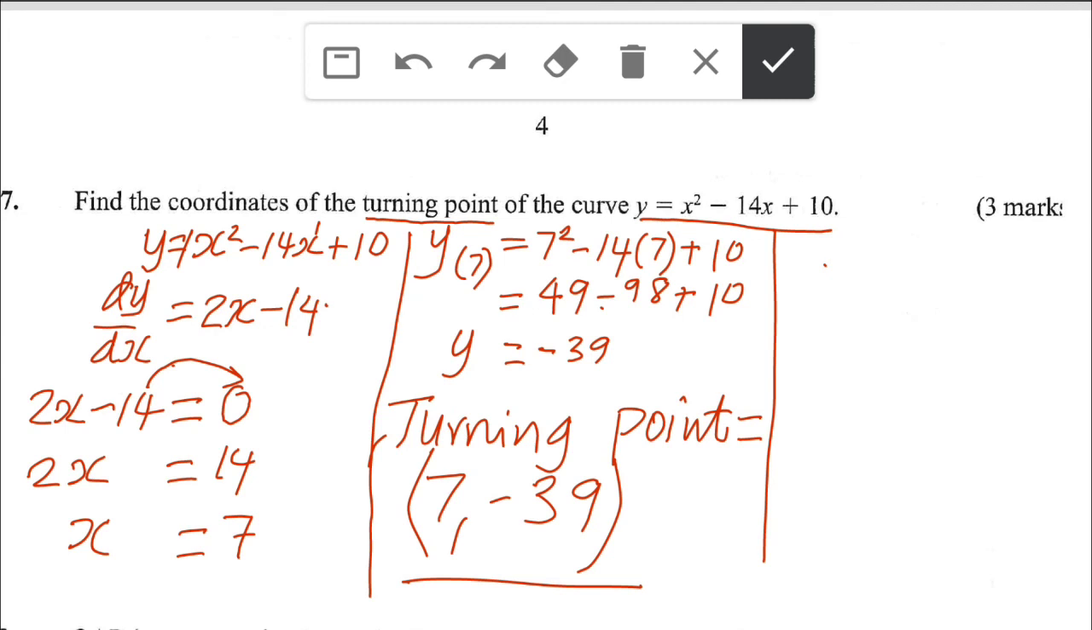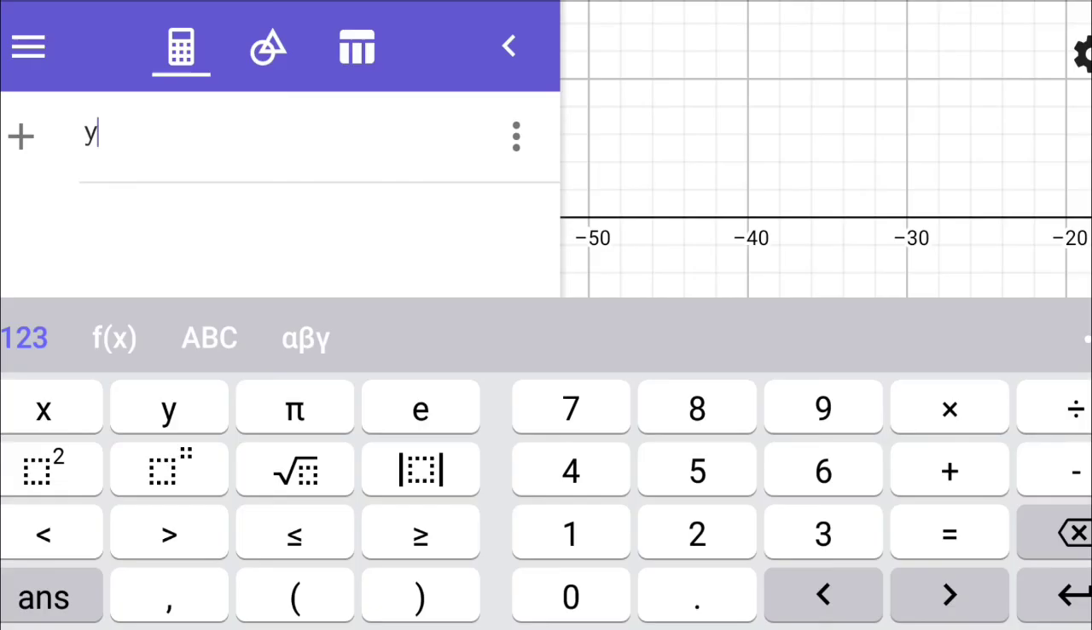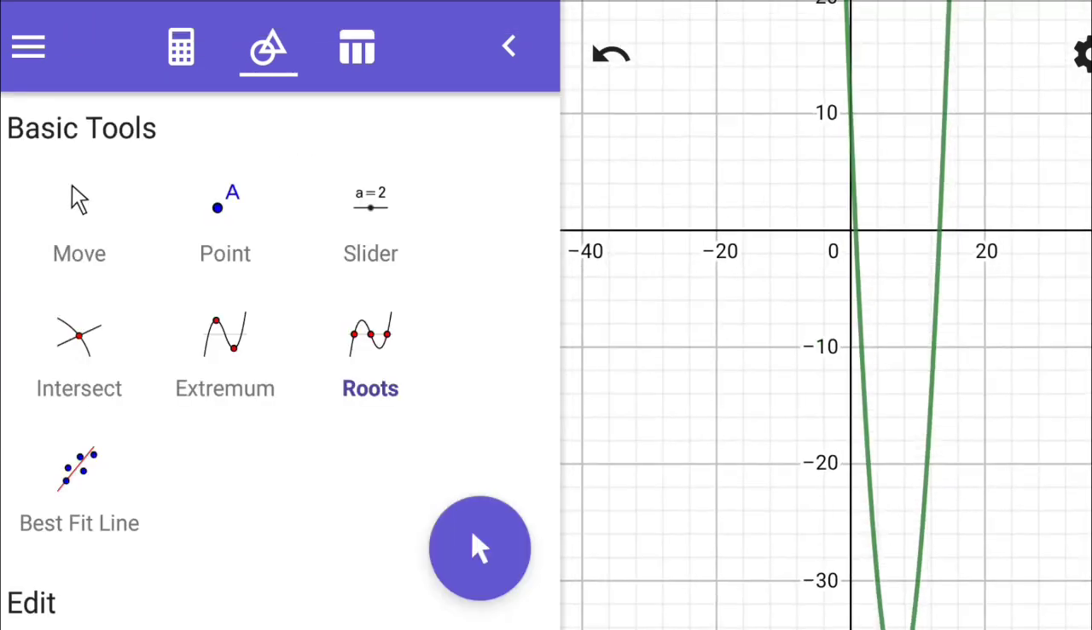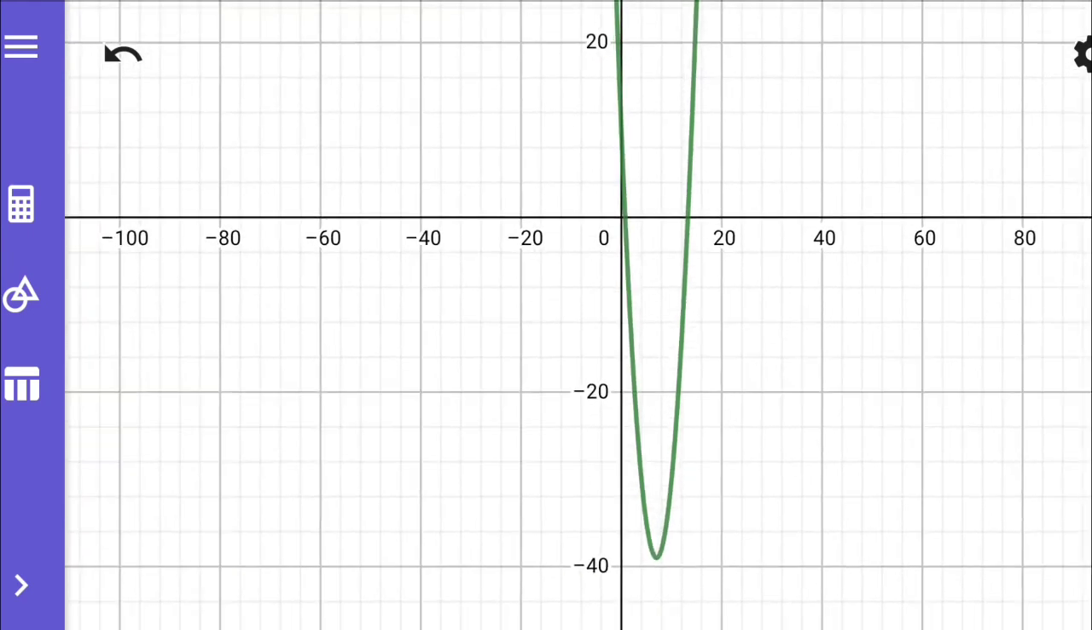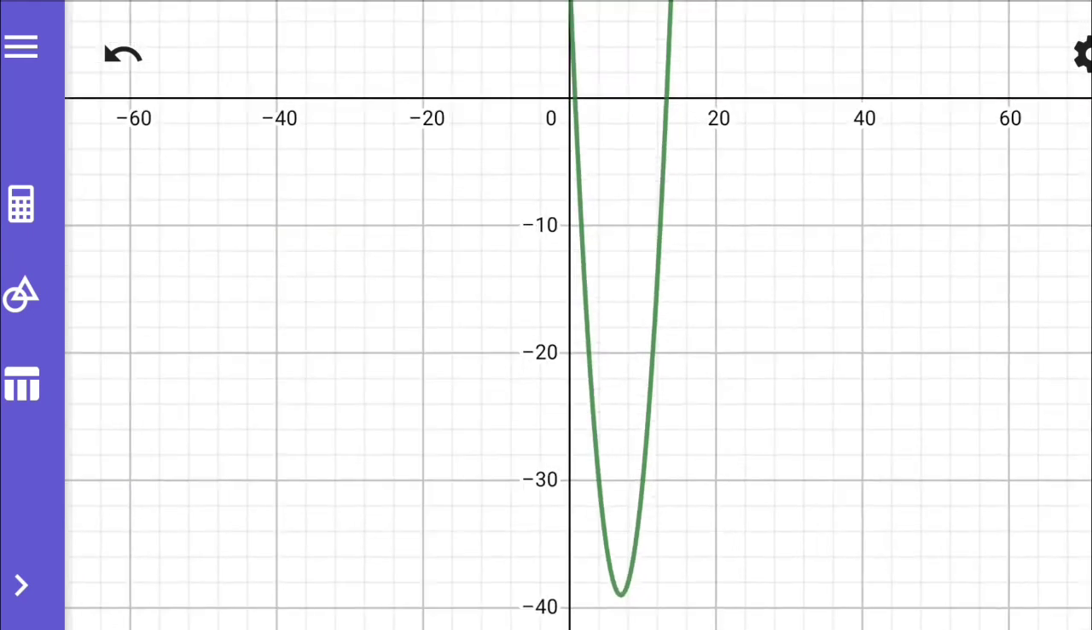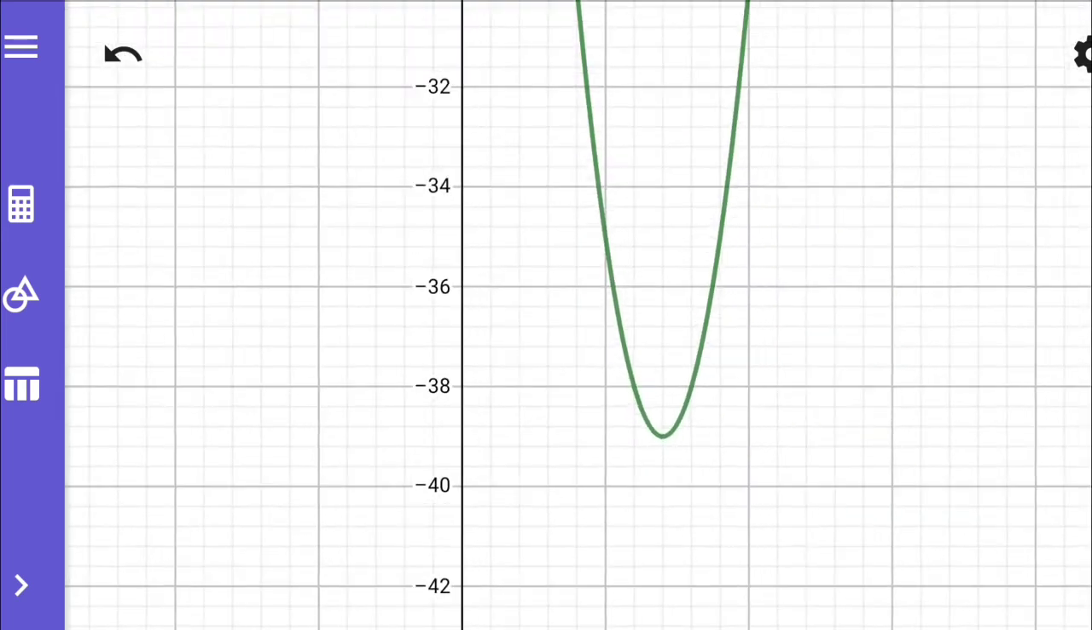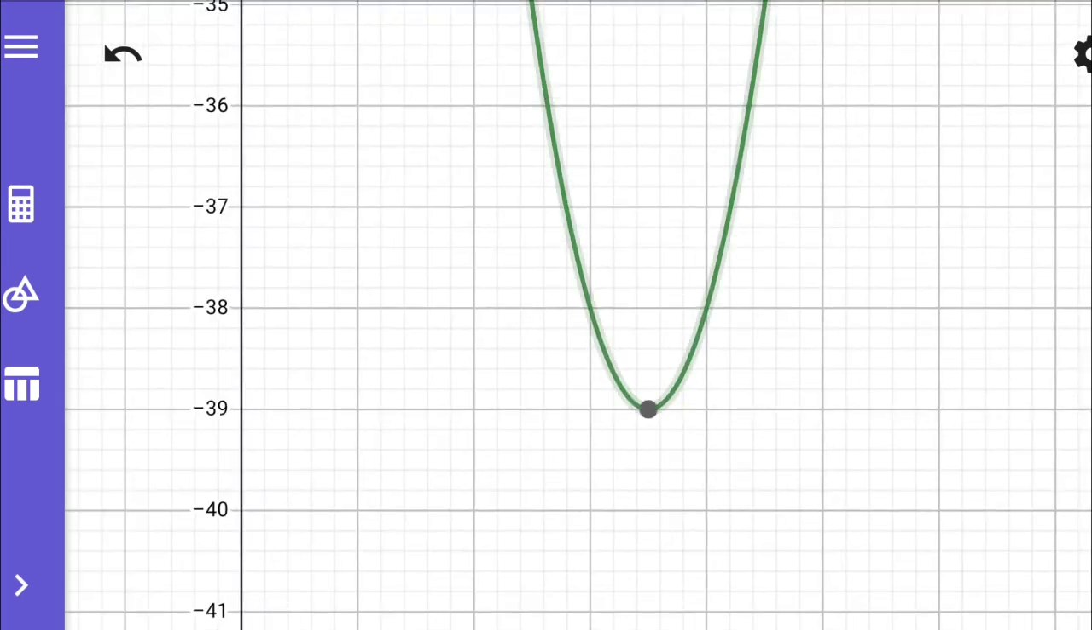So if you try to plot this curve, you'll find that the curve actually turns at 7, minus 39. I just want to show you that graph in a moment. y equals x squared minus 14x plus 10. So the graph is already here, and what we're interested in is to know the turning point. Remember, I said the turning point is where the curve turns, and you can see the curve turns at this point here. It's what is called the extremum, and you can clearly see that the turning point is 7, minus 39, which very much agrees with our answer.